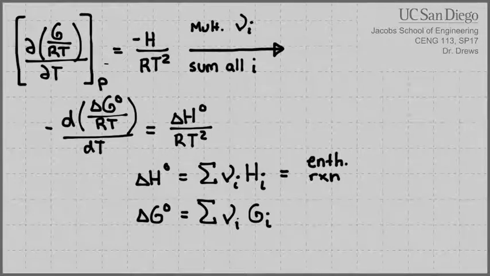Same thing with the Gibbs energy of formation, or the Gibbs free energy of formation. It's the sum of the stoichiometric coefficients of all species times the Gibbs energies of each one. So this is the Gibbs energy of the reaction.